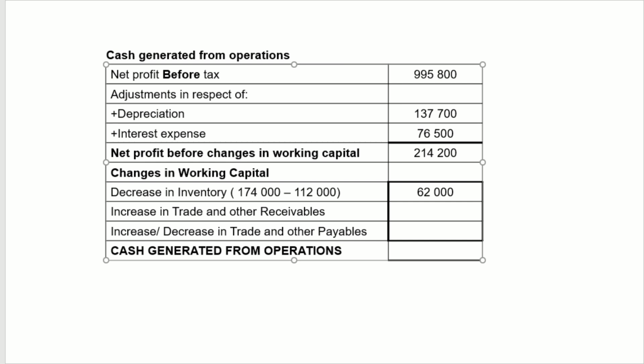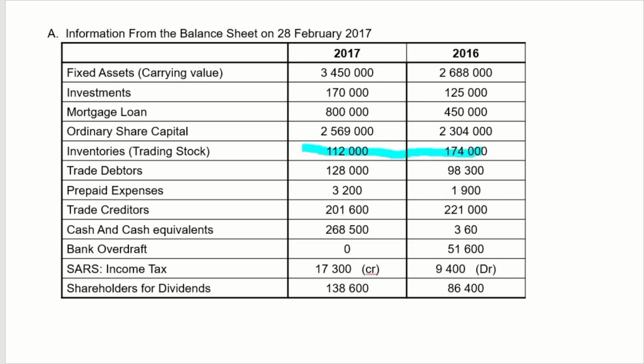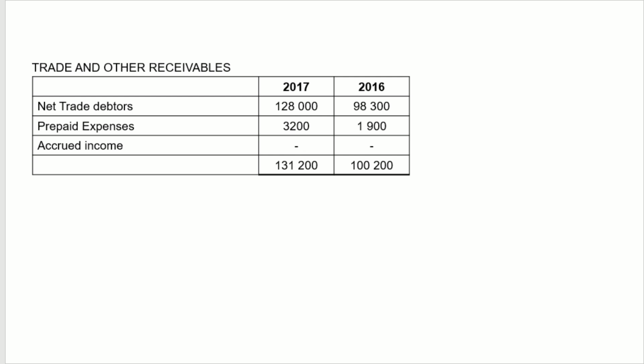Okay, so we're gonna treat it just how we treated inventory. You're gonna take the balance at the beginning and then you're gonna subtract the balance at the end. If you get a positive, it's an inflow. If you get a negative, it's an outflow. All right, so we're gonna come here and say, yeah, here we're gonna look at these two amounts.